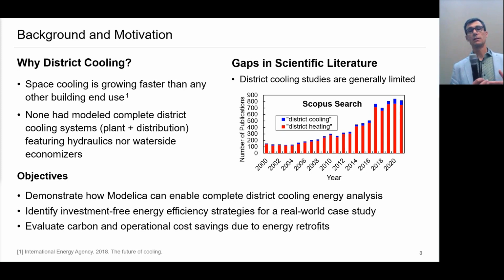That includes the thermal analysis, fluid flow analysis, and also the detailed controls design and simulation. We applied that to identify investment-free energy efficient strategies for an actual case study, and evaluated the carbon and operational cost savings for that particular site.